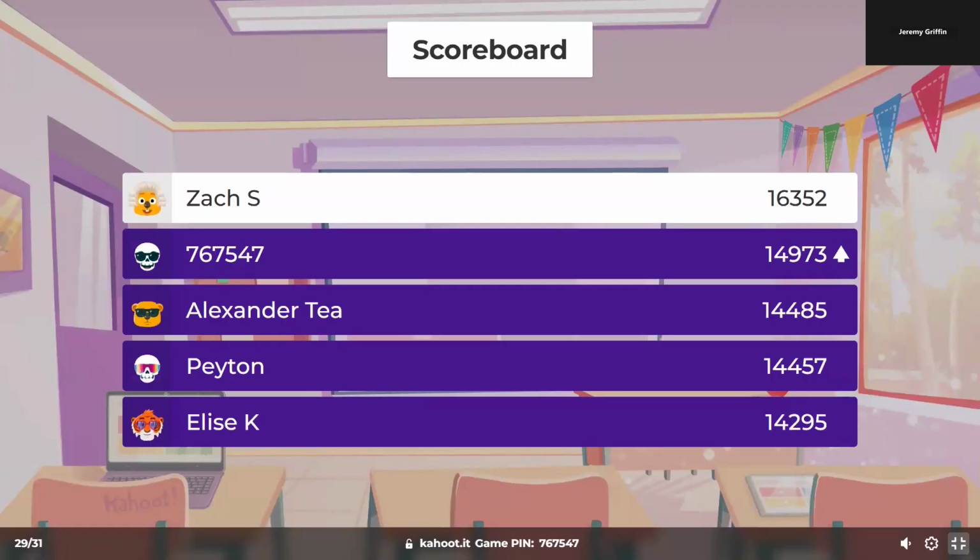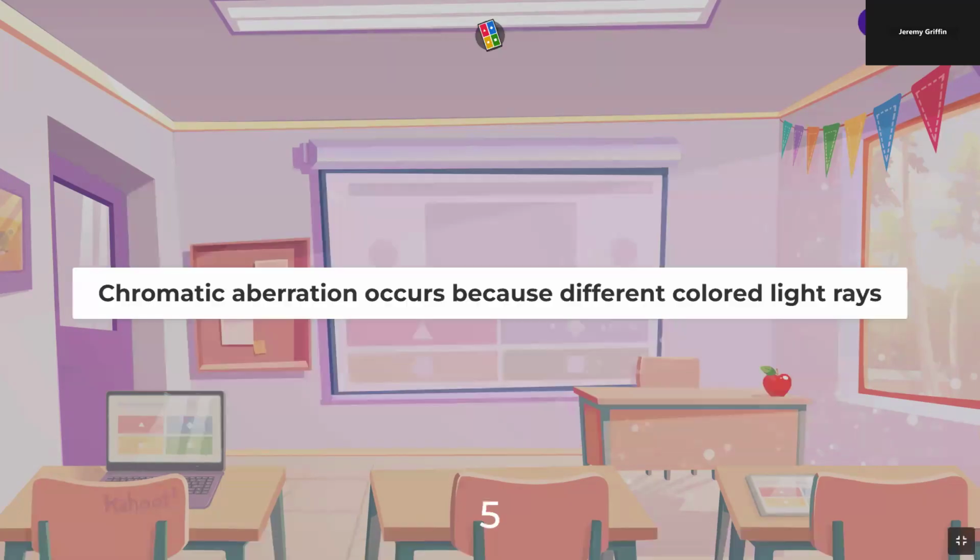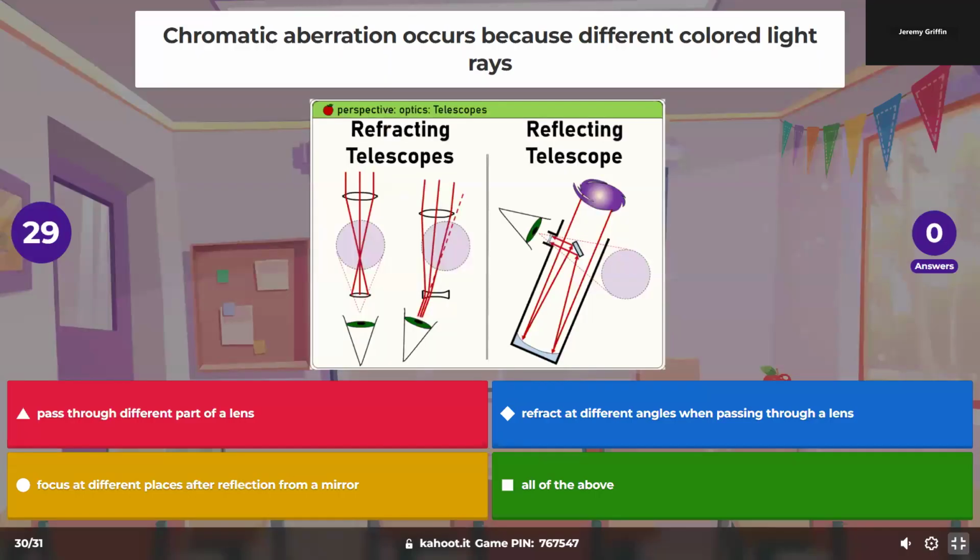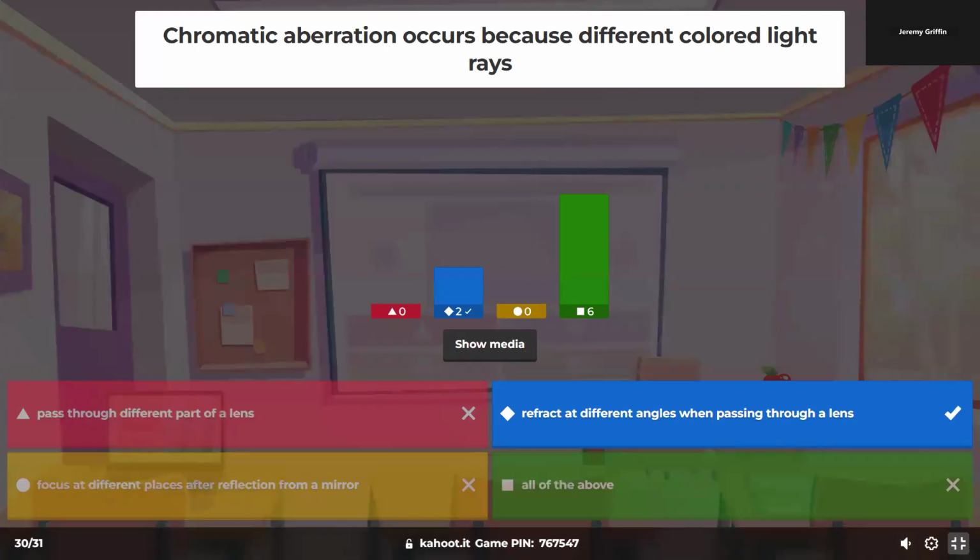Elise, Peyton, Alexander, Tommy, Zach. Chromatic aberration. Ooh. Okay, a couple of guys got it.